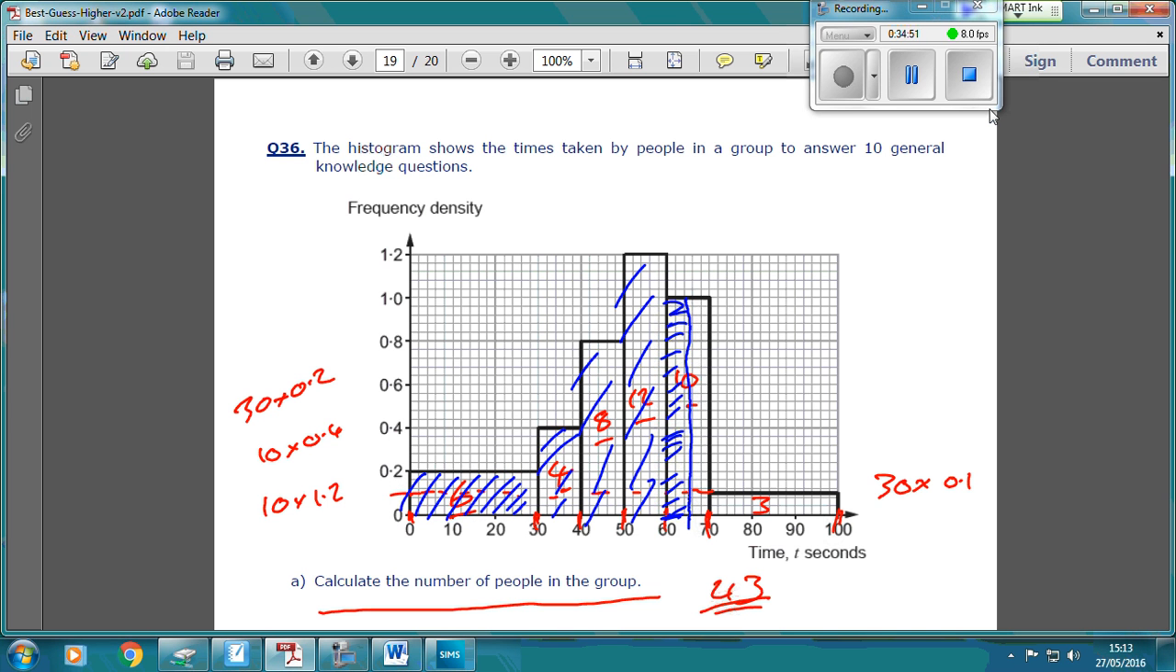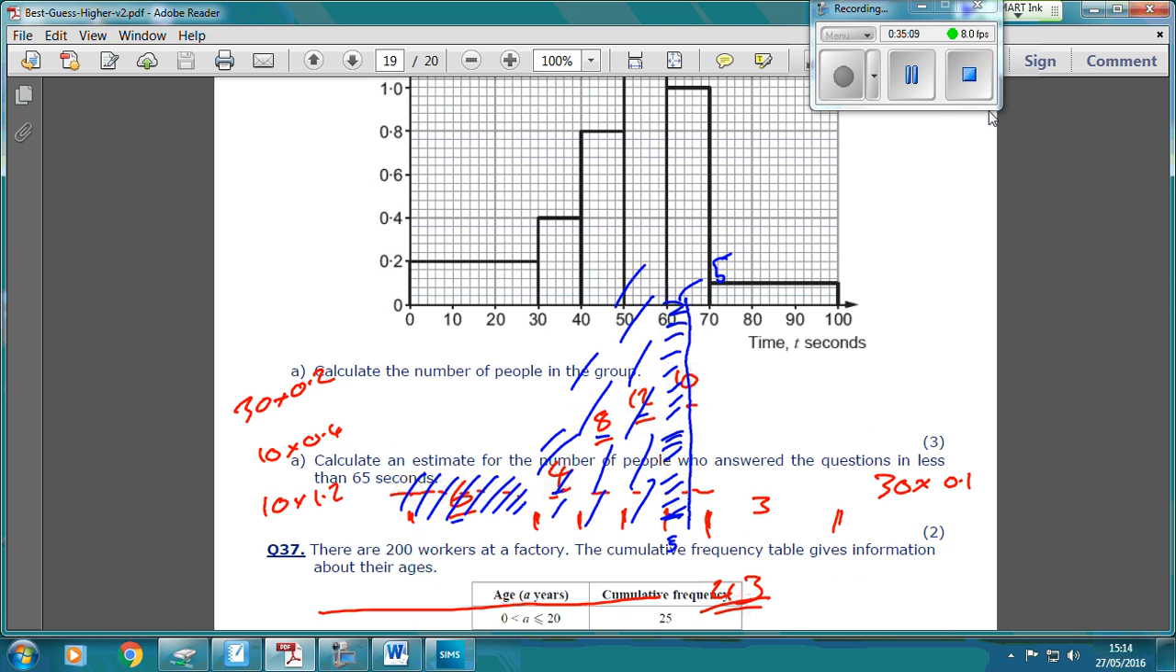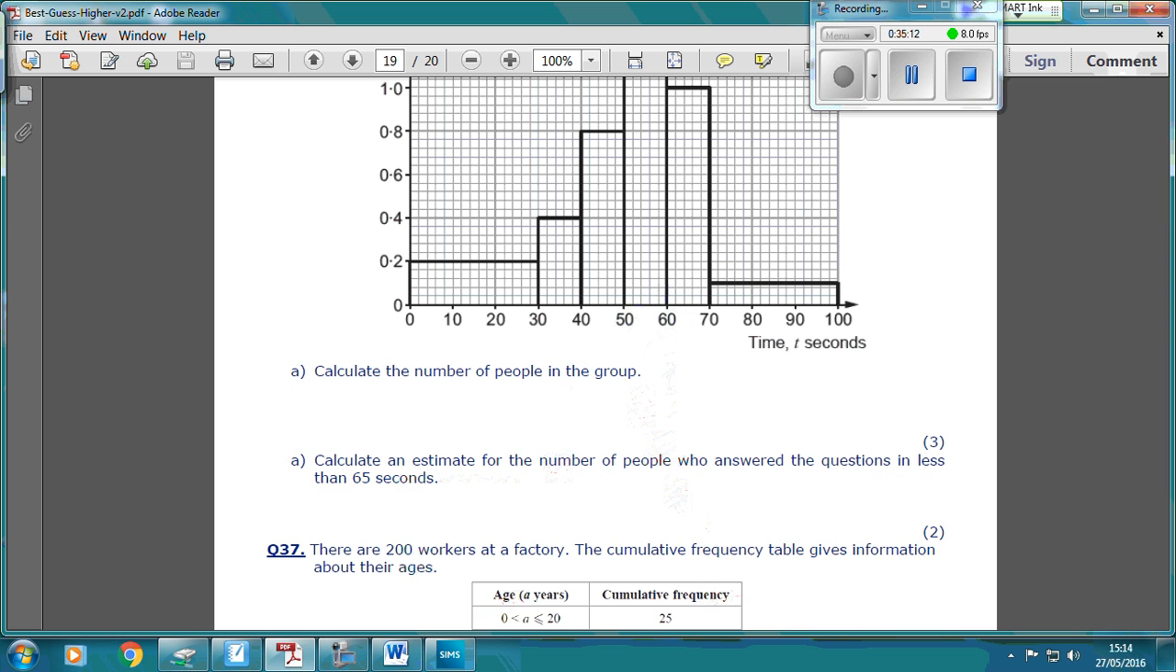So that's going to be 5 times by the height, so 5 times 1, so that's going to be 5. So then we add up all the other bars. That's going to be 6, 4, 8, 12, and 5. So 6 plus 4 is 10, plus 8 is 18, plus 12 is 30, plus 5 is going to be 35. So when we do this answer, that's going to be 35 people who answered the call in less than 65 seconds. So the way we do that is we simply go across 65 and then read up.